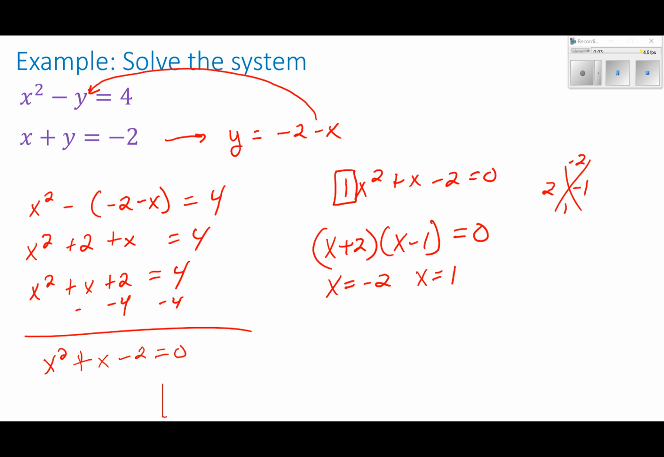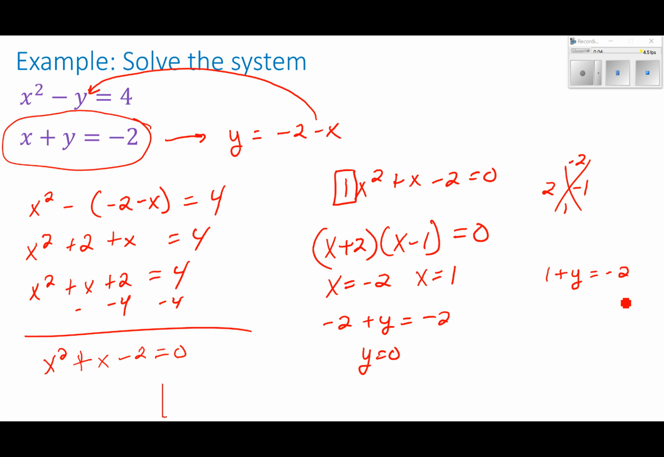But again, we want to figure out where these are crossing, so we need an actual coordinate. So if we were to substitute back in, I know x is negative 2 and x is 1. I'm just going to use x plus y equals negative 2. So x is negative 2: negative 2 plus y equals negative 2. Well, if I start with negative 2, y has to be 0. And then if x is 1, 1 plus y equals negative 2. So 1 plus what is going to get me to a negative 2? Well, if I subtract 3, y is going to be negative 3.